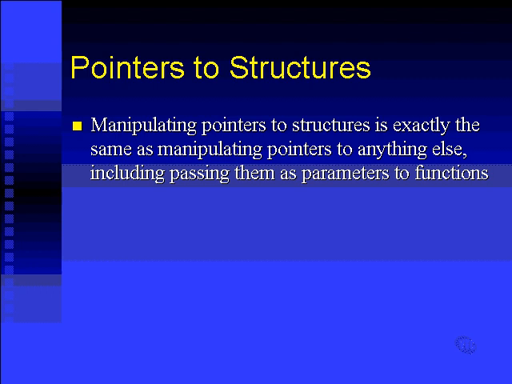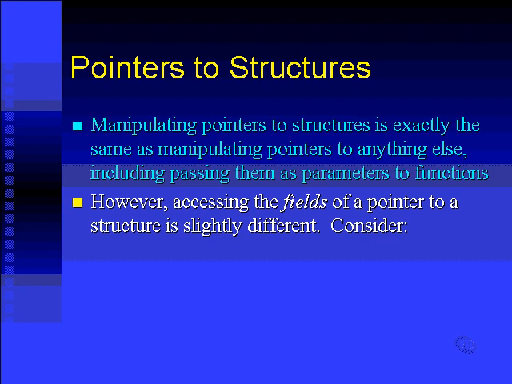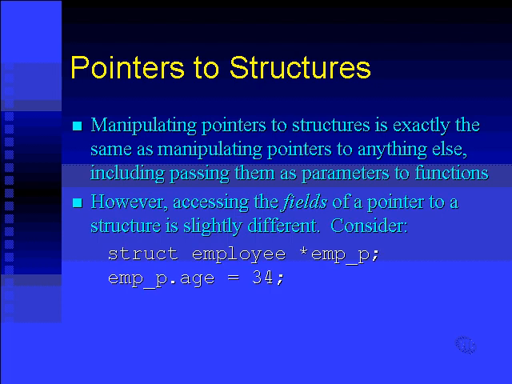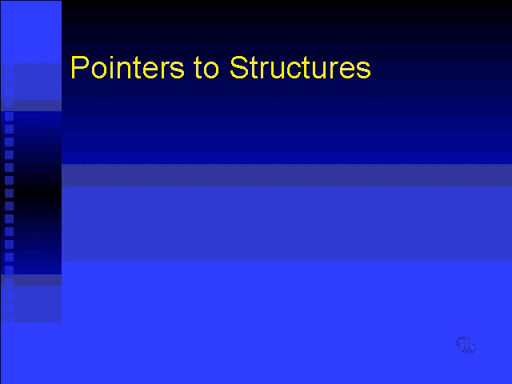Let's summarize. Manipulating pointers to structures is exactly the same as manipulating pointers to anything else, including passing them as parameters to functions. There is nothing new to learn about that. But when it comes to fields, it's a slightly different issue. Consider the following. Let's say we've got a structure called struct employee, and we declare a pointer to it, and we'll call that emp_p, or employee pointer. Now look at the second line of code there: emp_p.age equals 34.